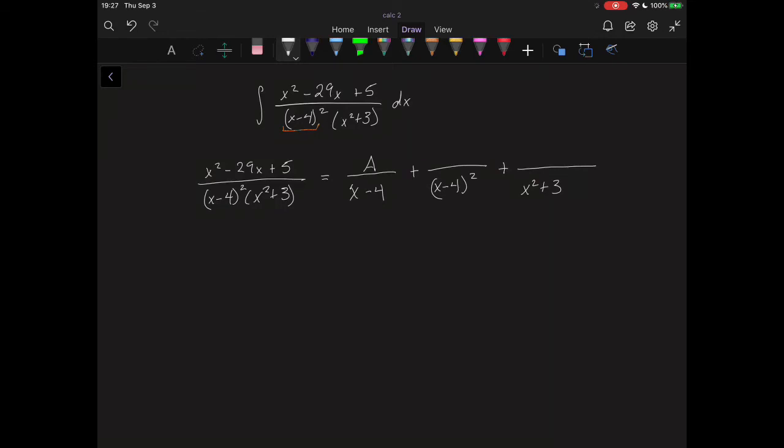Now, this is a linear term, so it's just going to be a constant on top. The second is a repetition of a linear term, so we're just going to write another constant on top. And the third one is an irreducible quadratic, or it has order 2. So what we're going to do is write a linear term on top.